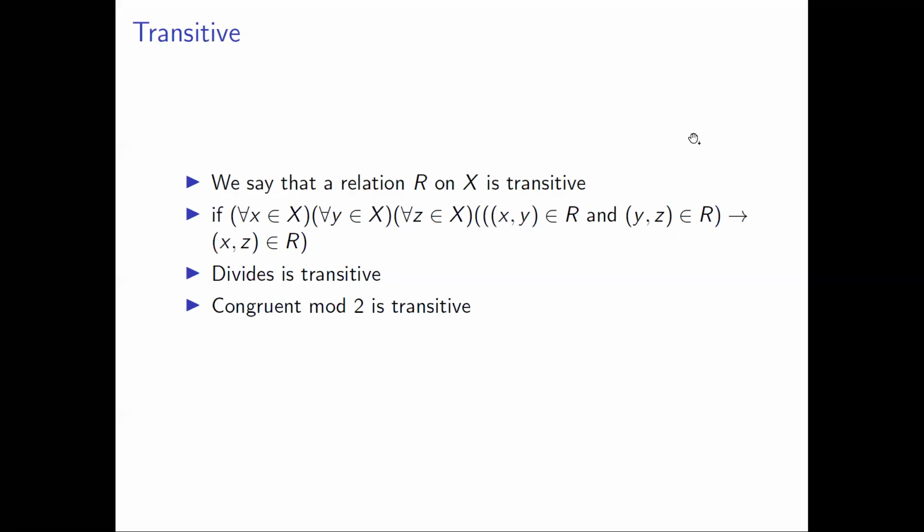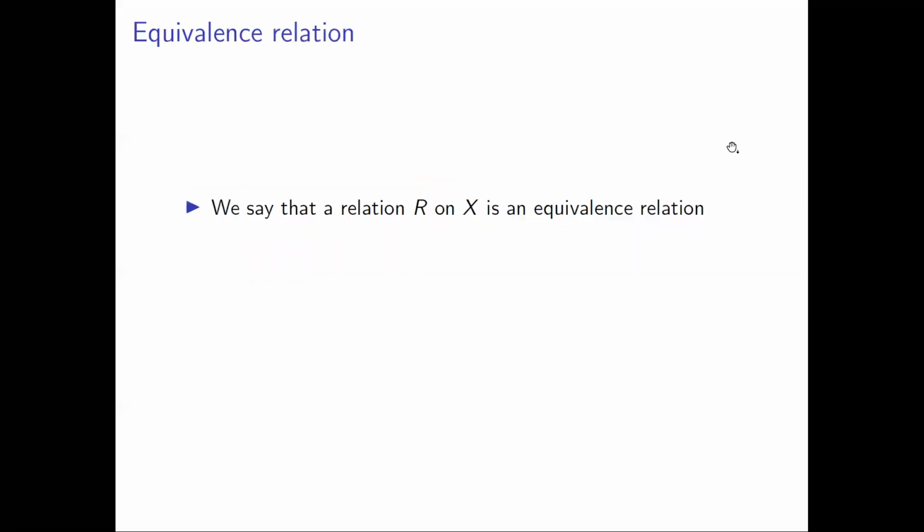Congruency mod 2 is also transitive. If we have m is congruent to n mod 2, and n is congruent to s mod 2, then we get m is congruent to s mod 2. And if we have a graph, its edge relation will not necessarily be transitive. It can be, but it does not have to be.